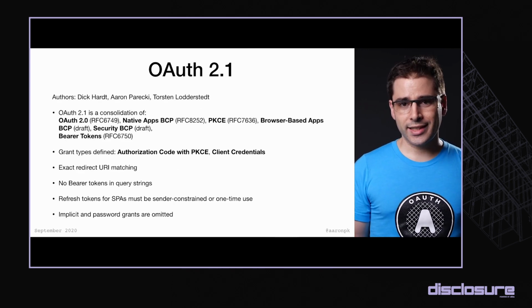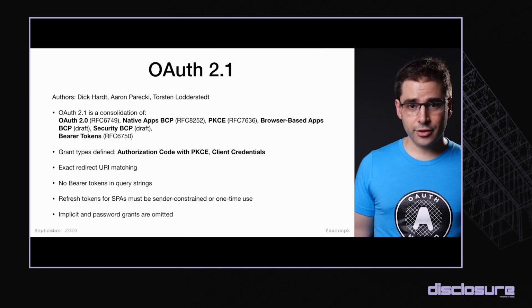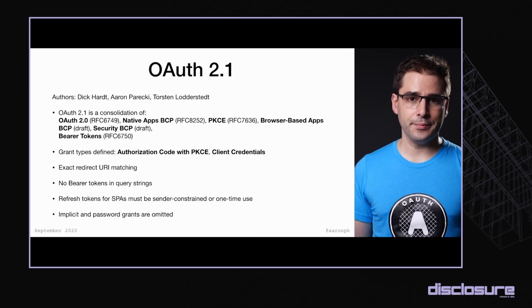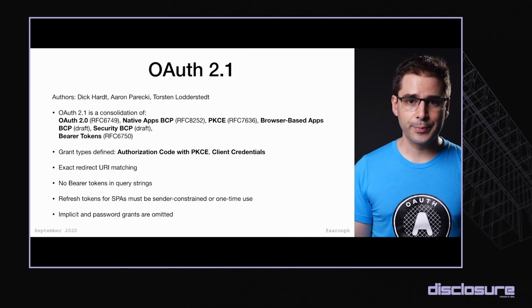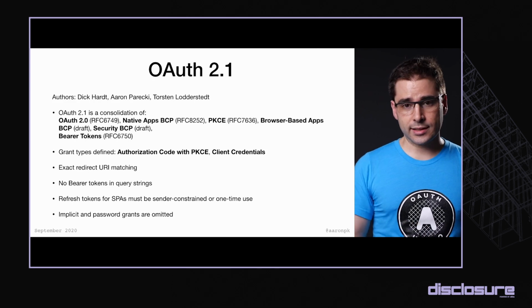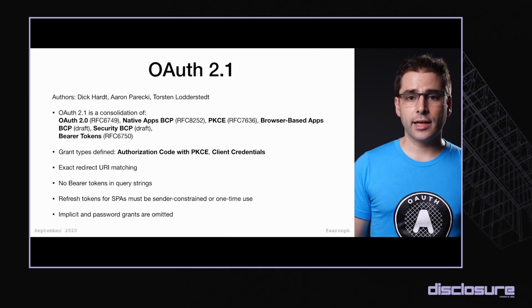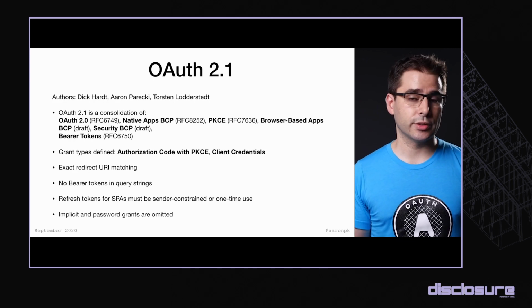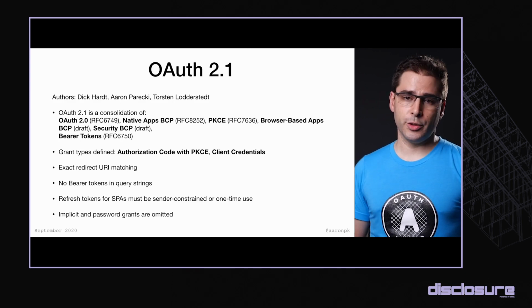So OAuth 2.1 is a consolidation of this list of RFCs. It defines the authorization code grant and the client credentials grant. The authorization code grant, of course, includes PKCE. It requires exact redirect URL matching. It also says no access tokens in query strings, because we all agreed about that a long time ago. And because the Security BCP says it, this also places some new restrictions on refresh tokens for single-page apps. Mainly that single-page apps, if they do want to use refresh tokens, those refresh tokens need to be one-time use or sender constrained. And the implicit grant and the password grant are left out of 2.1.